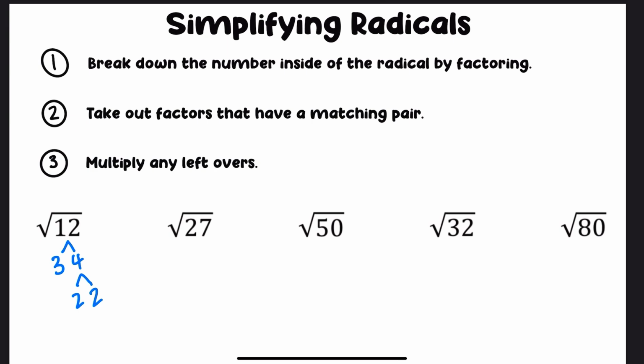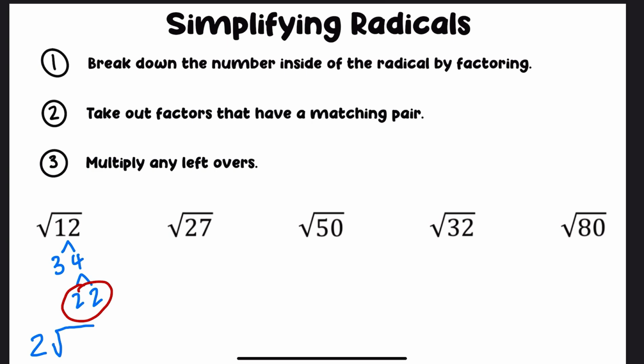Step number 2 says, take out factors that have a matching pair. Okay, I can do that. I see a matching pair of 2's right here, so those will be my pair. And then that means that I can take it out, like it says. When I say take it out, I mean I can write one of these 2's on the outside. And then I am going to leave any numbers that I didn't use or didn't circle inside of my radical.